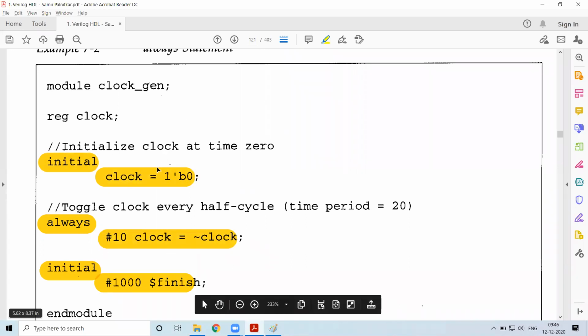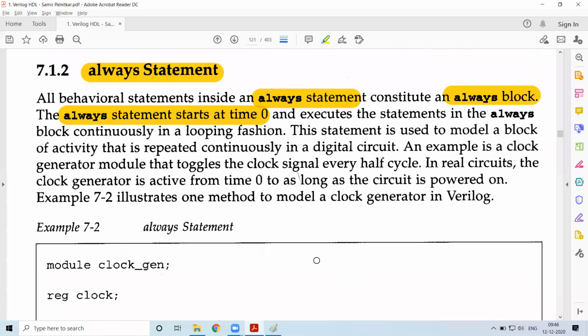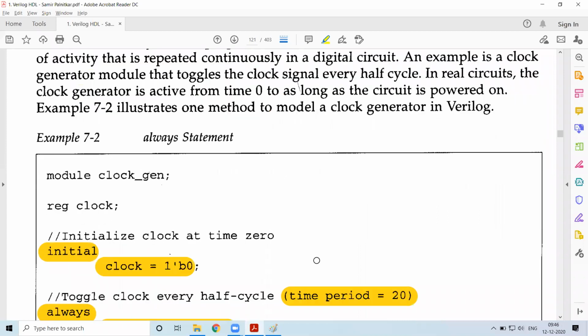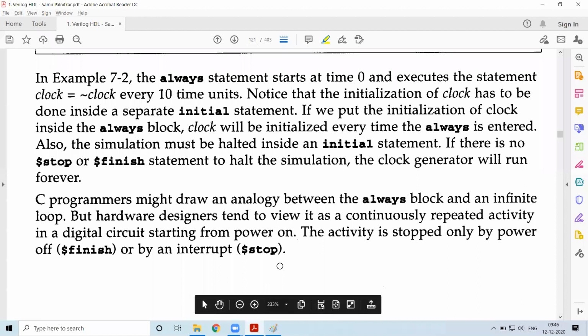So this is what is happening, and this is how you are generating the clock in this case. The time period is 20 time units, as specified over here. So this is how the always block works. The same thing has been discussed over here.